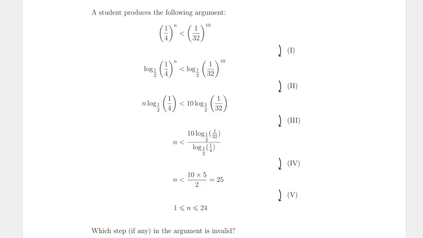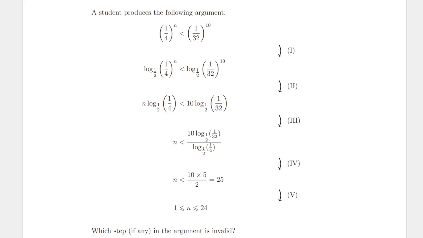Okay, so the options are, of course, either step 1 is wrong, step 2 is wrong, and so on, until step 5 is wrong. So let's have a look. What do we think? The first step is just taking log base a half on both sides. Is that good or is that not good?